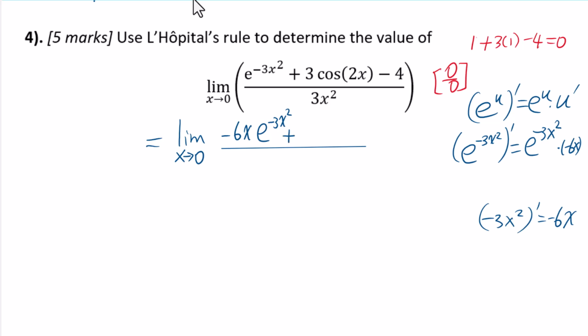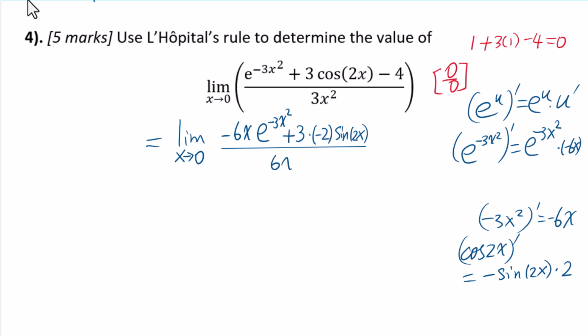plus 3 times cosine 2x prime equals negative sine 2x times chain rule 2x prime equals 2. So times negative 2 sine 2x. 4 prime is 0, all over 3x squared prime is 6x. We have a common factor of 6. So reduce this 6 first.